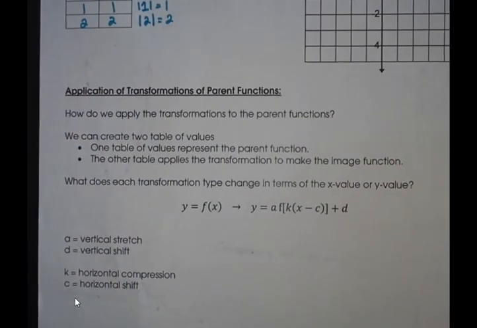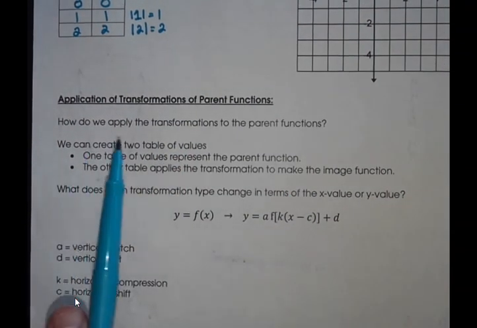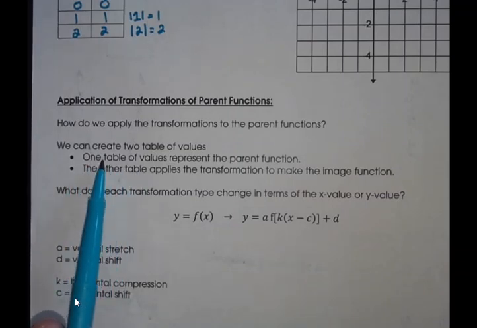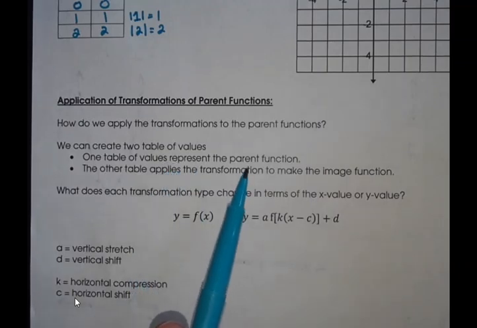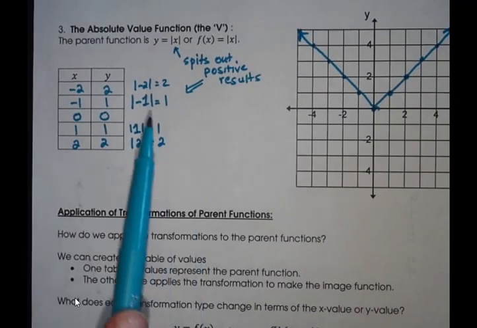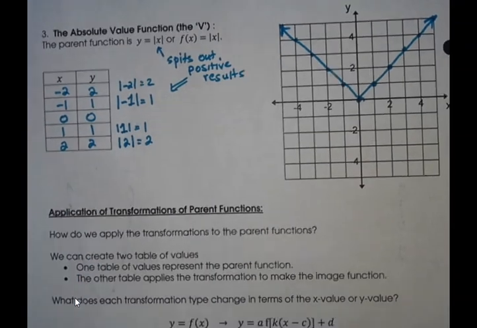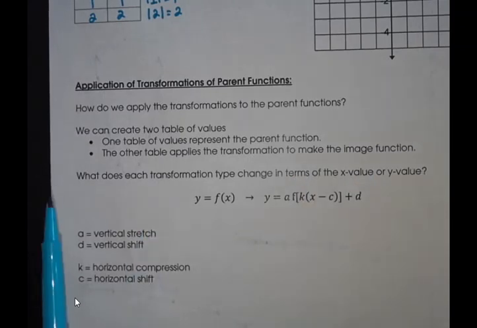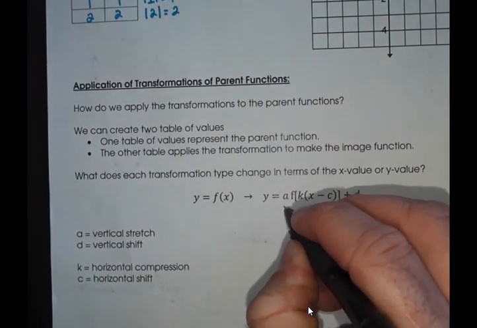In the last lesson, we talked about how we apply these transformations. So we're going to take a look at how we apply them. One way of doing it is creating two tables of values. One table of values represents the parent function. So if our parent function was this, this would be our starting table. And the other table applies the transformation made to the image. So what does each transformation make? Well, we know that already because that was what we did in the last lesson.